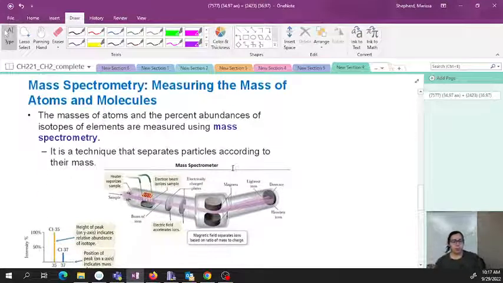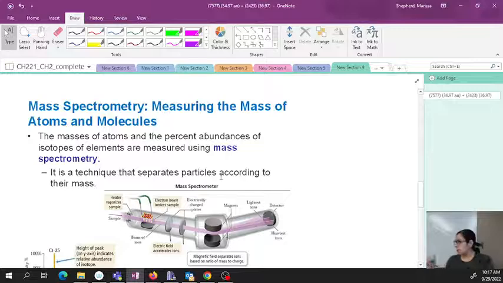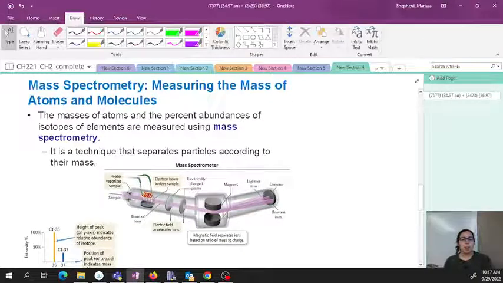And so the next question is, well, how do scientists observe this, and how can we see the different masses? How do we know that they're different masses? How do we know the abundance? And so we have a really awesome technique called mass spectrometry. And all it does is measure the mass of atoms and molecules.